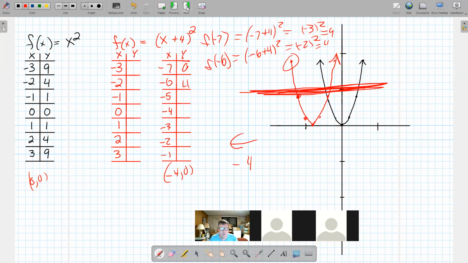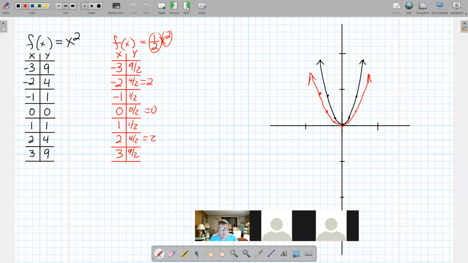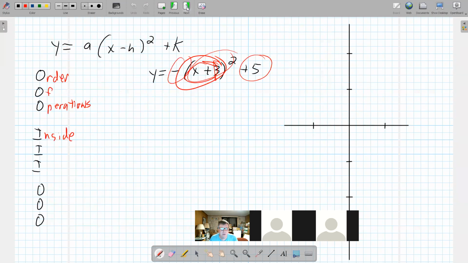So it moved it along the input axis, okay? And did it do what we expected? No, it did the inverse. So like x plus 3, it's going to be a -3. It's going to go to a negative direction.